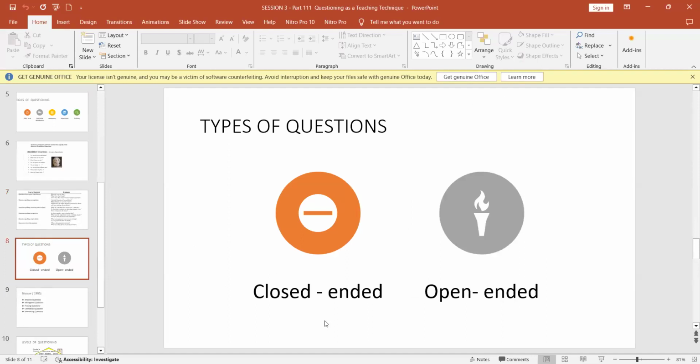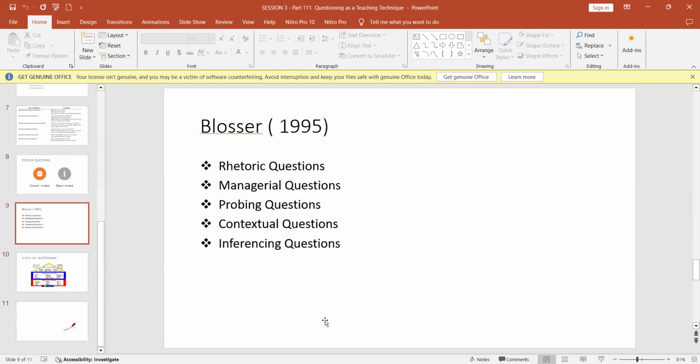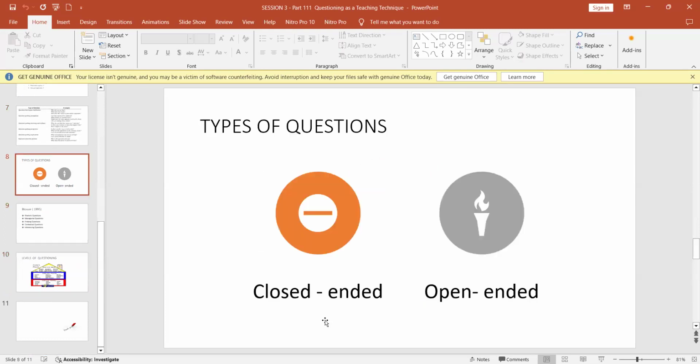Types of questions. Okay. We are going to look at one classification of types of questions. The questions that you ask can be put into two types, two baskets. The teachers can ask close-ended questions.